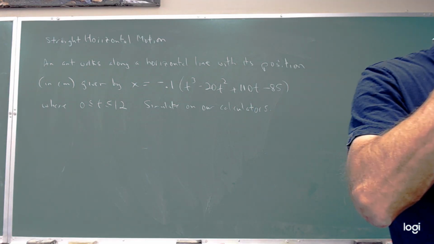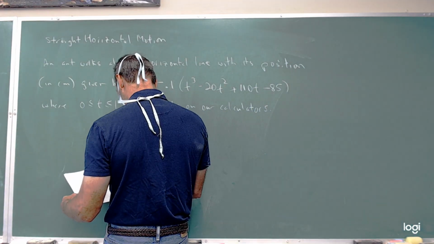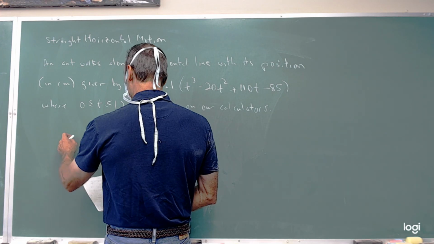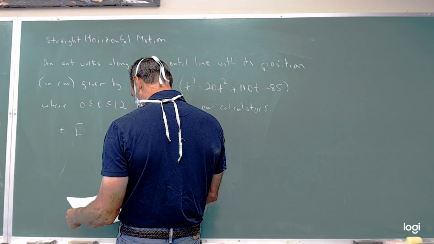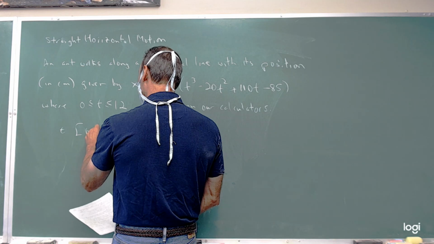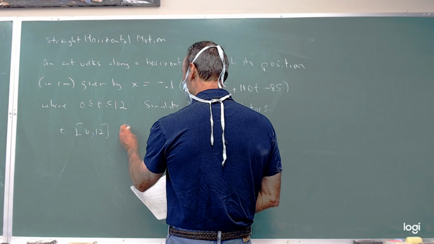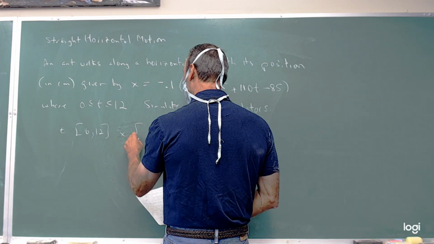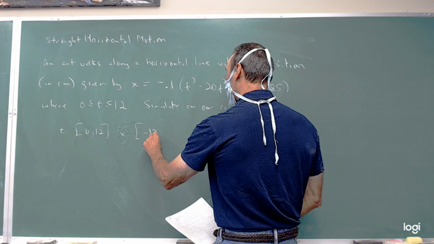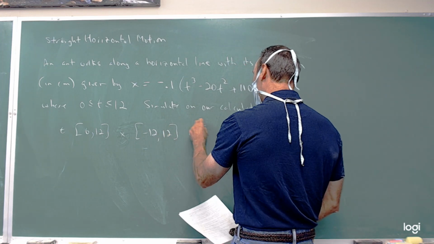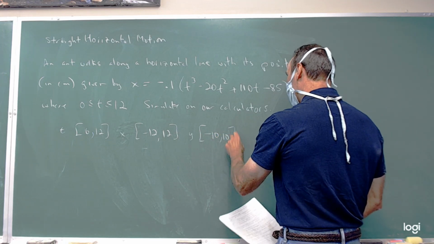Okay, so what we're going to do here, we're going to go to parametric mode. The way I give these values is we're going to start with t, which will go from 0 to 12, because we're going to need a Tmin and Tmax. We're going to need an Xmin and Xmax, and I'll always do them in this order. After the T values, we'll get the X values, from negative 12 to positive 12, and then the Y values, from negative 10 to positive 10.